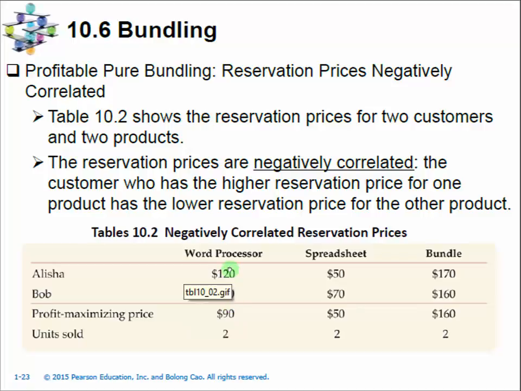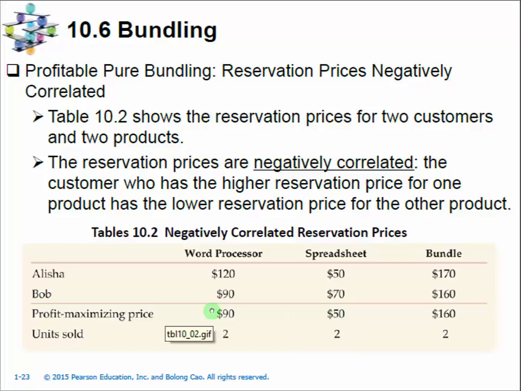So if we price the word processor above $90, only Alicia will buy, but if we price it right at the reservation price of Bob, $90, we'll be able to sell two word processors at $90 each, bringing in $180. Same strategy for the spreadsheet: we use the lower reservation price between A and B to set the price, and then we can sell 2 units, so we bring in $100 at $50 each.